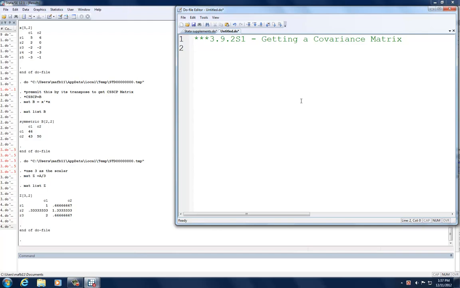So we've talked about division by a scalar. We're going to need that to get a covariance matrix. We also need the CSSCP matrix, which we called B, from video 3.8. And it had the values of 46 and then 43, then we have 43 again, and 50. Let's take a look at that.